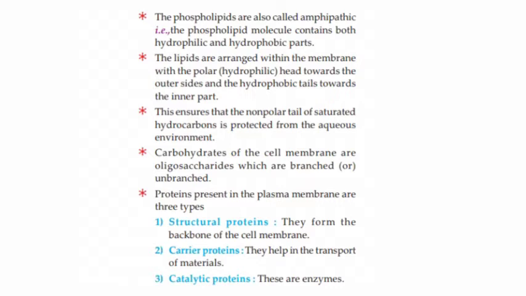The lipids are arranged within the membrane with the polar hydrophilic head towards the outer sides and the hydrophobic tails towards the inner side. This ensures that the nonpolar tail of saturated hydrocarbons is protected from the aqueous environment. Carbohydrates of the cell membrane are oligosaccharides, which are branched or unbranched. Proteins present in the plasma membrane are of three types. Structural proteins, which are the backbone of the cell membrane. Carrier proteins, which transport materials. Catalytic proteins, which are enzymes.